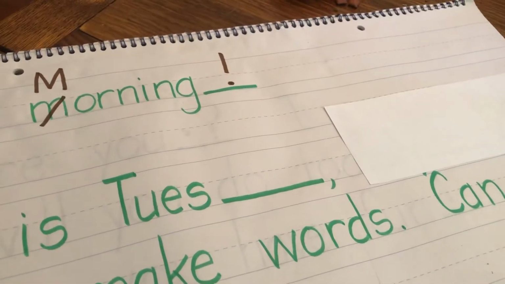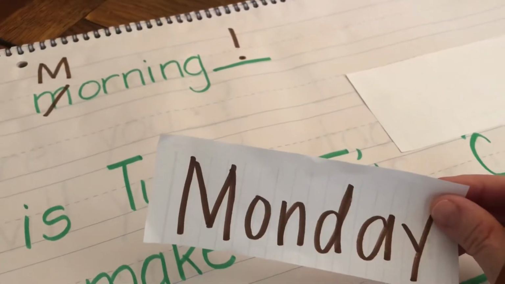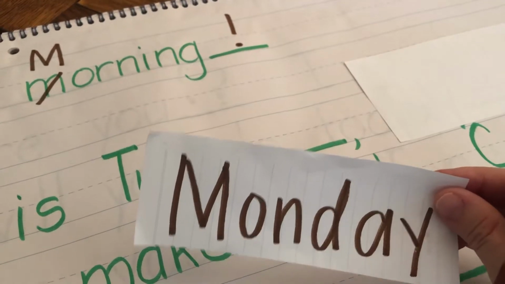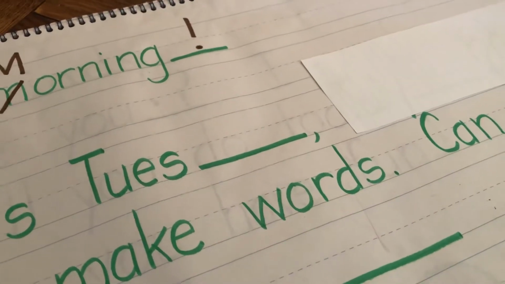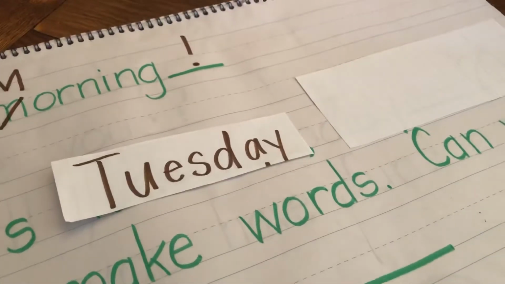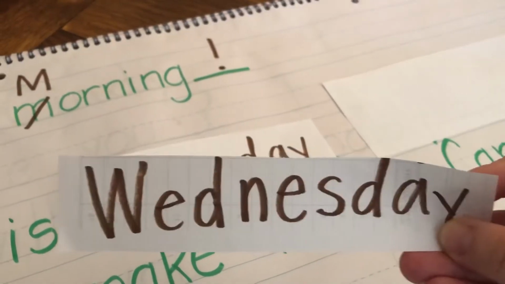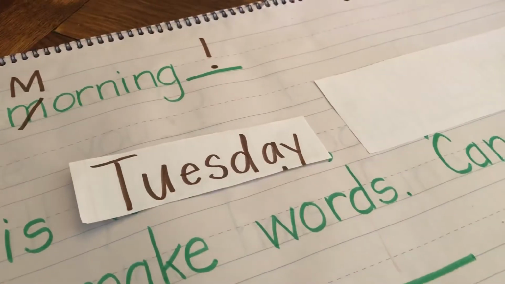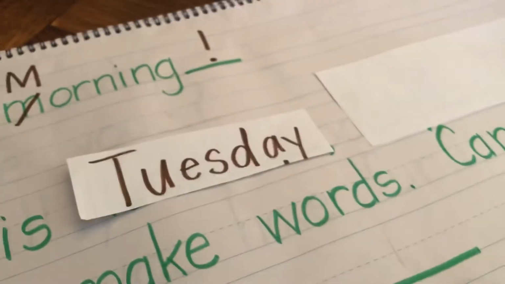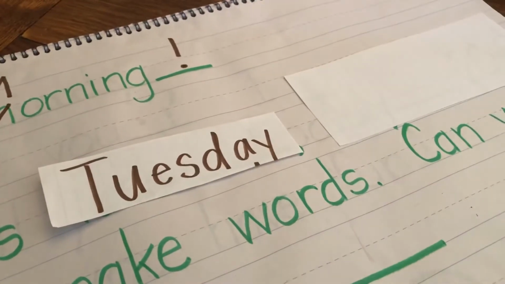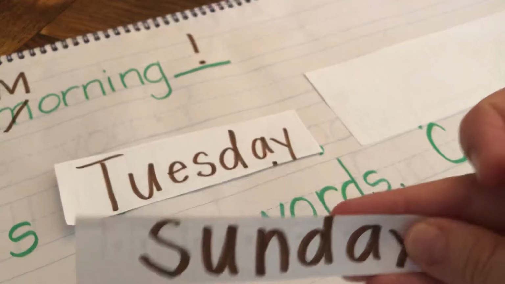So remember we talked about putting things in order or a sequence, and the days of the week are always the same. We start with Monday, Tuesday, there it is. Next we have Wednesday. The next day is Thursday. Friday, my favorite day of the week. Then we have the weekend days, Saturday and Sunday.